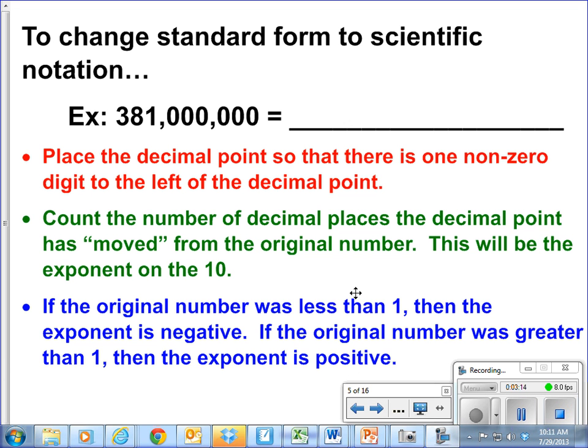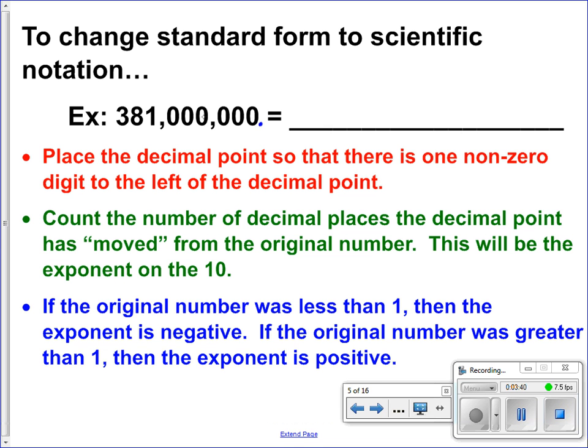All right, let's review on how to change a number from standard form to scientific notation. Here we have the number 381 million. The first thing we want to do is place the decimal so that there is only one non-zero digit in front of the decimal. In this number here, do you see a decimal? Well, you don't visibly see one, but there is one that's implied right here behind the 0. We want to move that so that it's here between the 3 and the 8. Okay, next we're going to count the number of decimal places that the decimal point has moved from the original number. This is going to be your exponent.